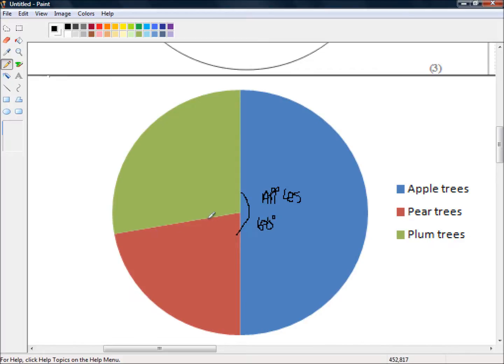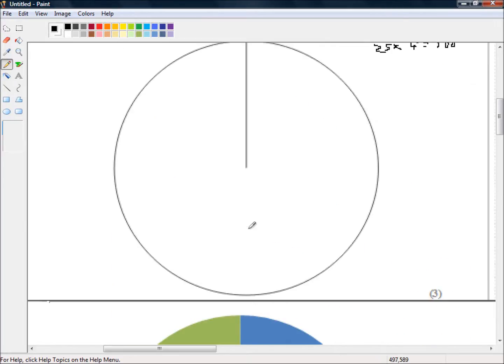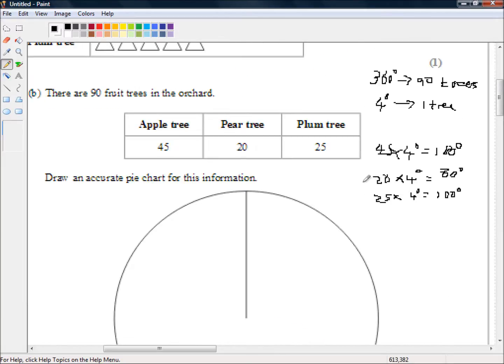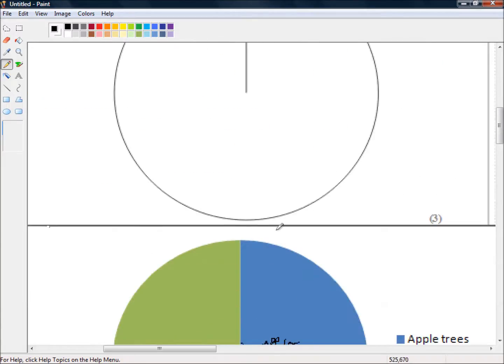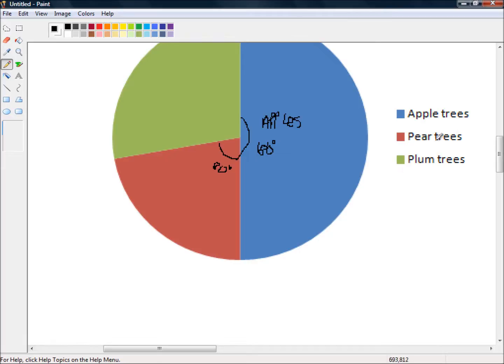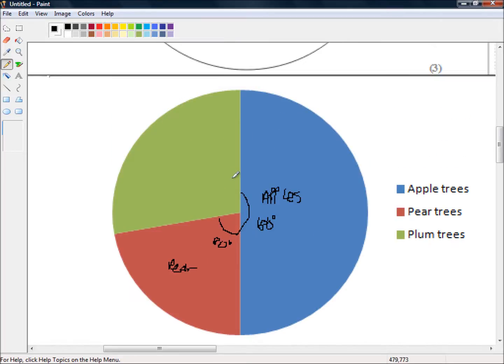This is just a little bit less than 90 degrees. This is our 80 degrees, which I believe was the pear trees. And it does say they're red is pear trees. And then the other one was 100 degrees, which is our plum trees.